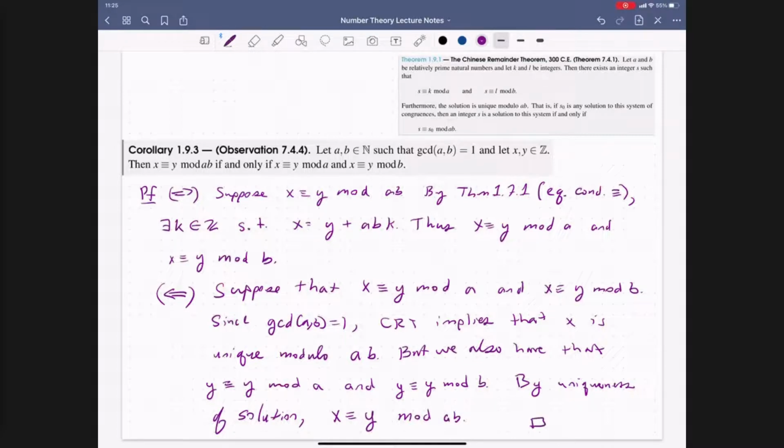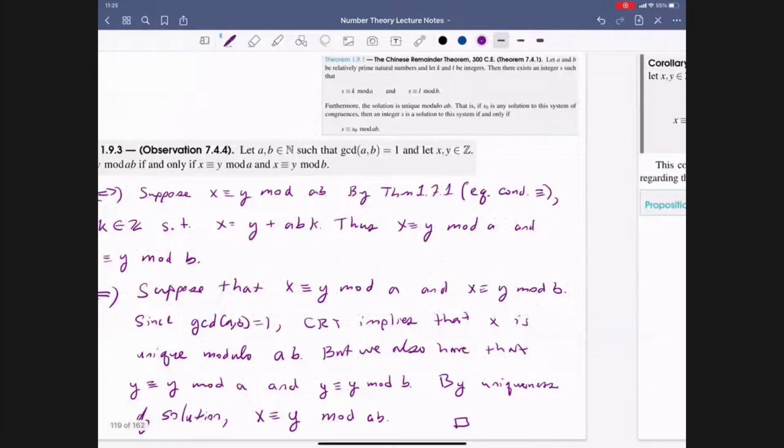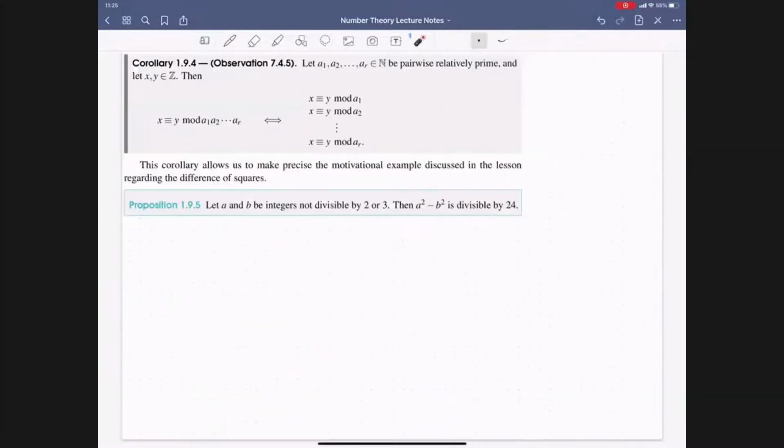And so now we are done with the statement. And this actually generalizes as follows. And this will be part of your homework assignment. And so what we have is that if a1, a2, all the way to ar are natural numbers that are pairwise relatively prime, and x and y are integers with the property that x is congruent to y modulo the whole product of those, then that's equivalent to having the congruences on the right hand side, where we have now these r different congruences.